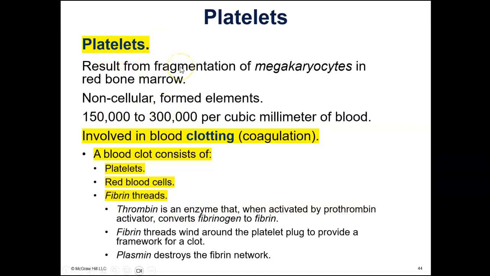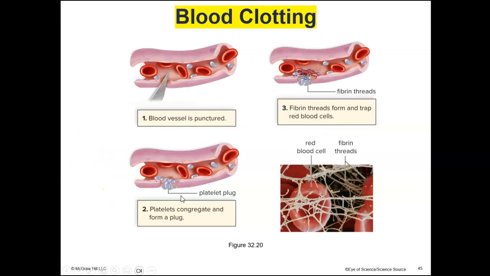Platelets are fragments of cells, also known as thrombocytes, and they're involved in blood clotting. The actual blood clot consists of platelets, some red blood cells, and fibrin. And this just shows you the steps involved in a blood clot. First, you have damage to a blood vessel, and at the site of damage, the platelets are going to begin to stick to the exposed tissue and form a plug. Then fibrin threads are going to come in, and they're going to trap red blood cells and form a clot, so the bleeding is stopped.